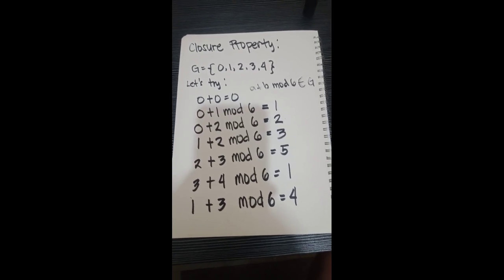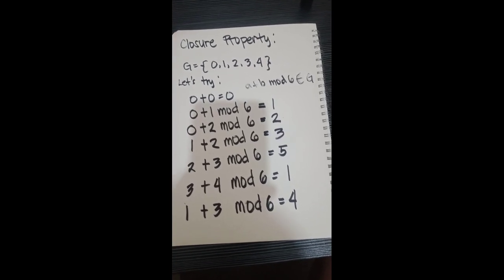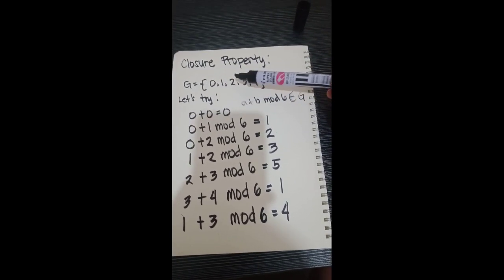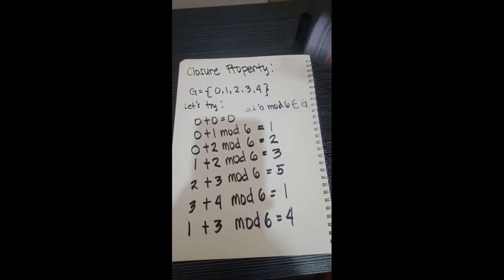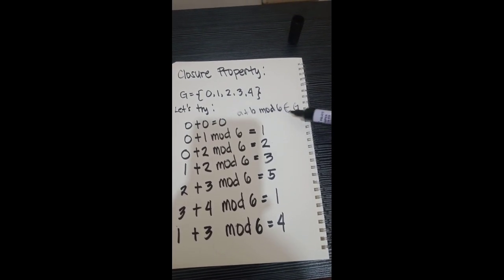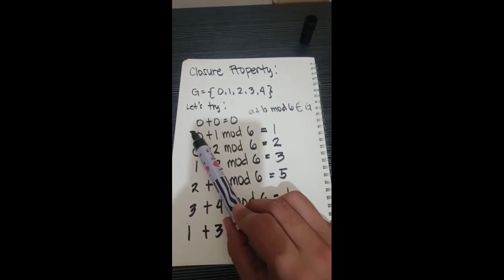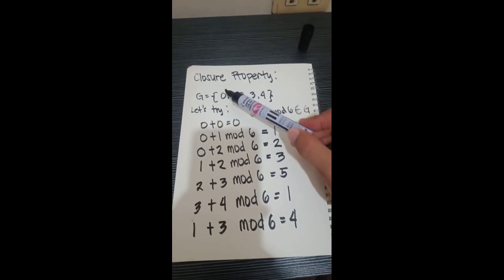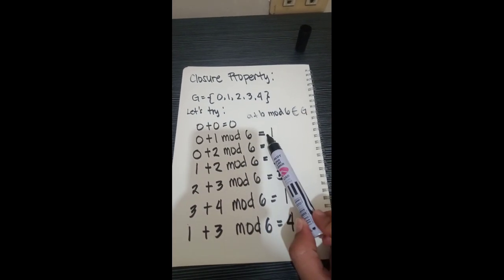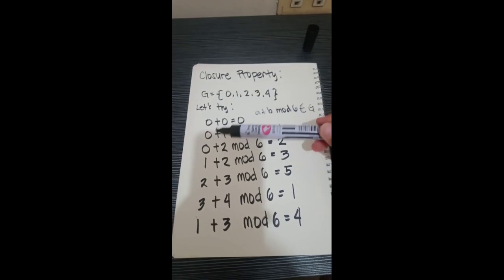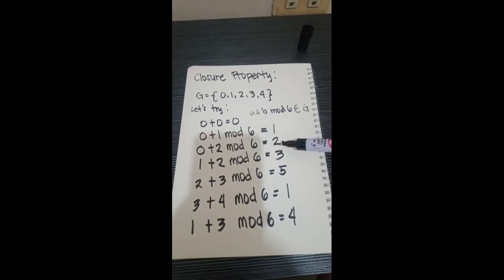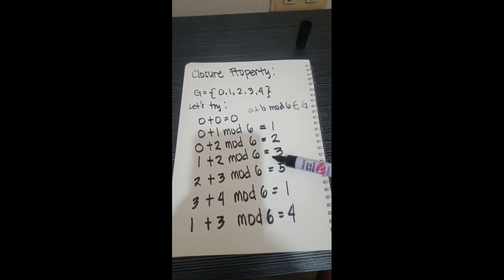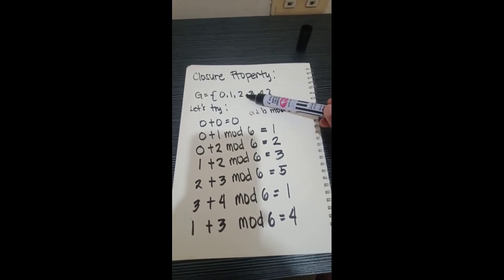When an element is added to another element from the set, the result will also be in the set. The set is G = {0, 1, 2, 3, 4}. A plus B modulo 6 is an element of G. Therefore, let's try this. 0 plus 0 modulo 6 is equal to 0, and 0 is an element of G. And 0 plus 1 modulo 6 is equal to 1, also 1 is an element of G. And 0 plus 2 modulo 6 is equal to 2, and 2 is an element of G. And 1 plus 2 modulo 6 is equal to 3, and also 3 is an element of G.